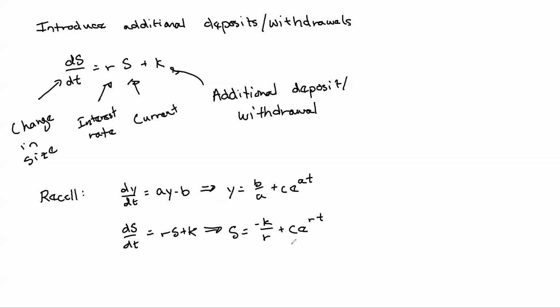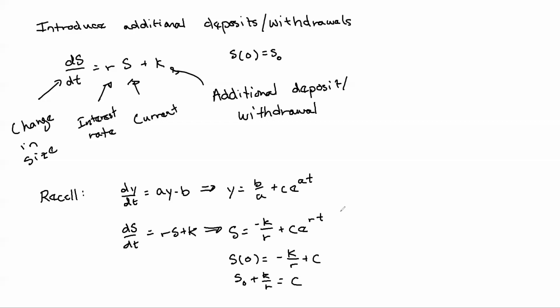And then if we wanted to go through and solve for c, we can also use the fact that, although it's not written here, we have s of 0 equals our initial amount. You can plug in 0, so s of 0 equals negative k over r plus, and then if you put 0 for t here, the e to the 0 is going to be 1, so we'll have plus c. And so we'll have s naught plus k over r equals c.